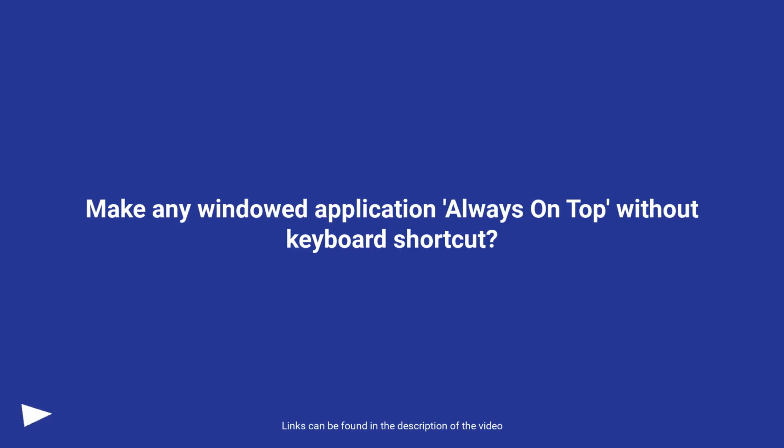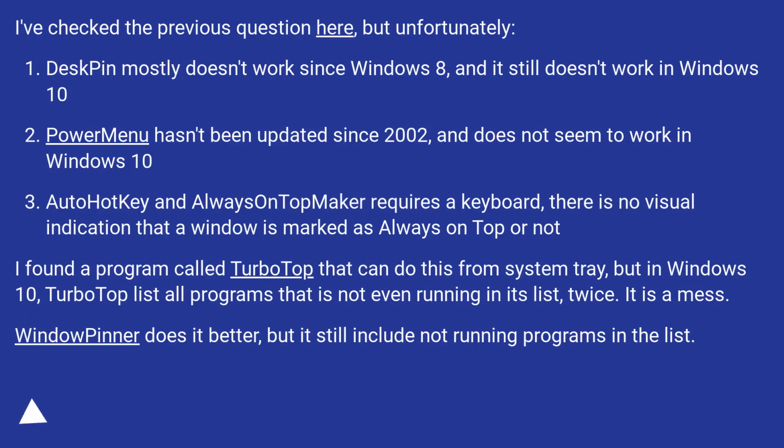Make any windowed application always on top without keyboard shortcut? I've checked the previous question here, but unfortunately, Desk Pin mostly doesn't work since Windows 8, and it still doesn't work in Windows 10. Power menu hasn't been updated since 2002, and does not seem to work in Windows 10. Auto Hotkey and Always on Top Maker require a keyboard. There is no visual indication that a window is marked as always on top or not.